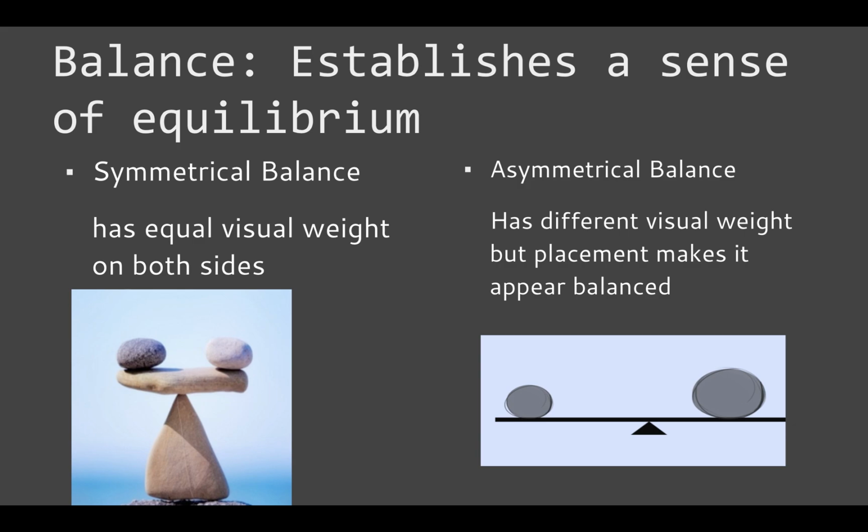Balance establishes a sense of equilibrium. There are essentially two different types of balance that are used visually. The image on the left is an example of symmetrical balance. It appears that the elements that make this up, the shapes inside this picture, are fairly symmetrical. Symmetrical meaning that they look nearly identical to the other half. It's as if there is a mirror down the middle of that image, or an estimation of a mirror. That would be symmetrical balance.